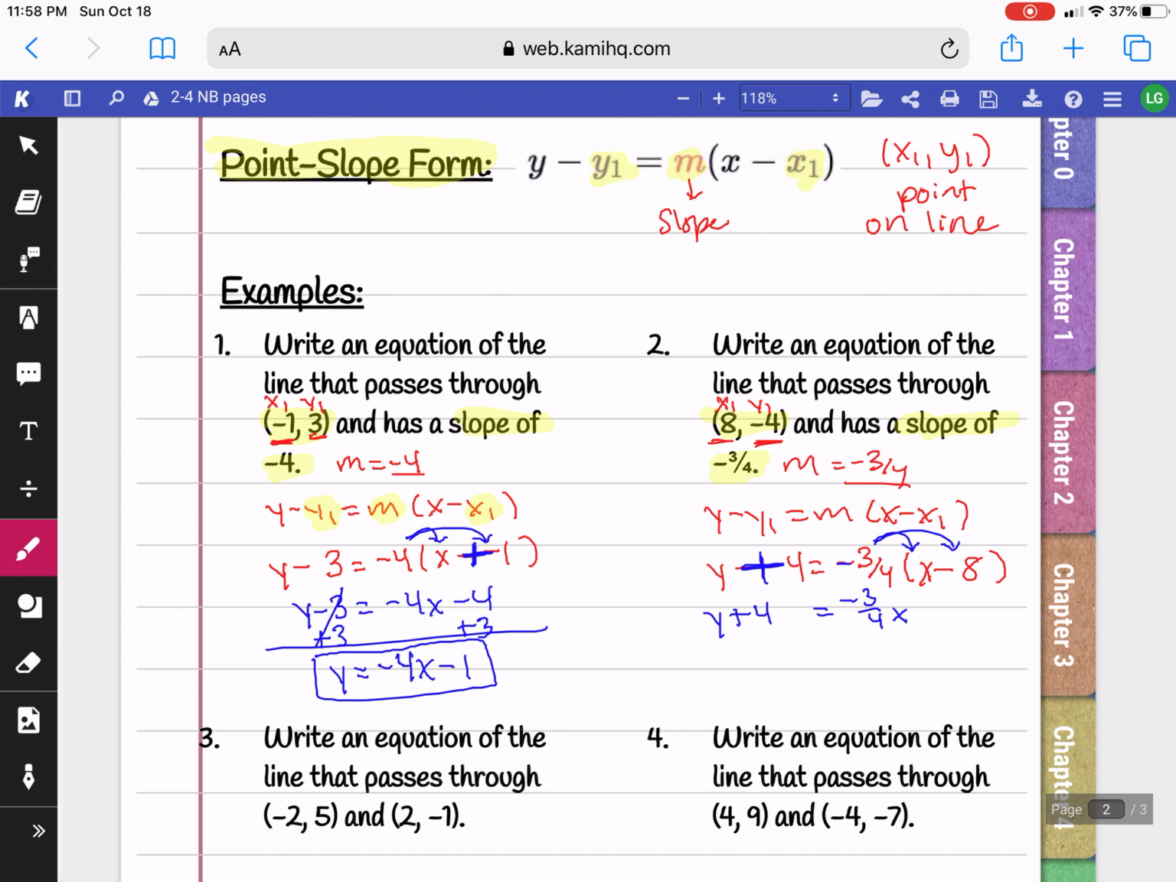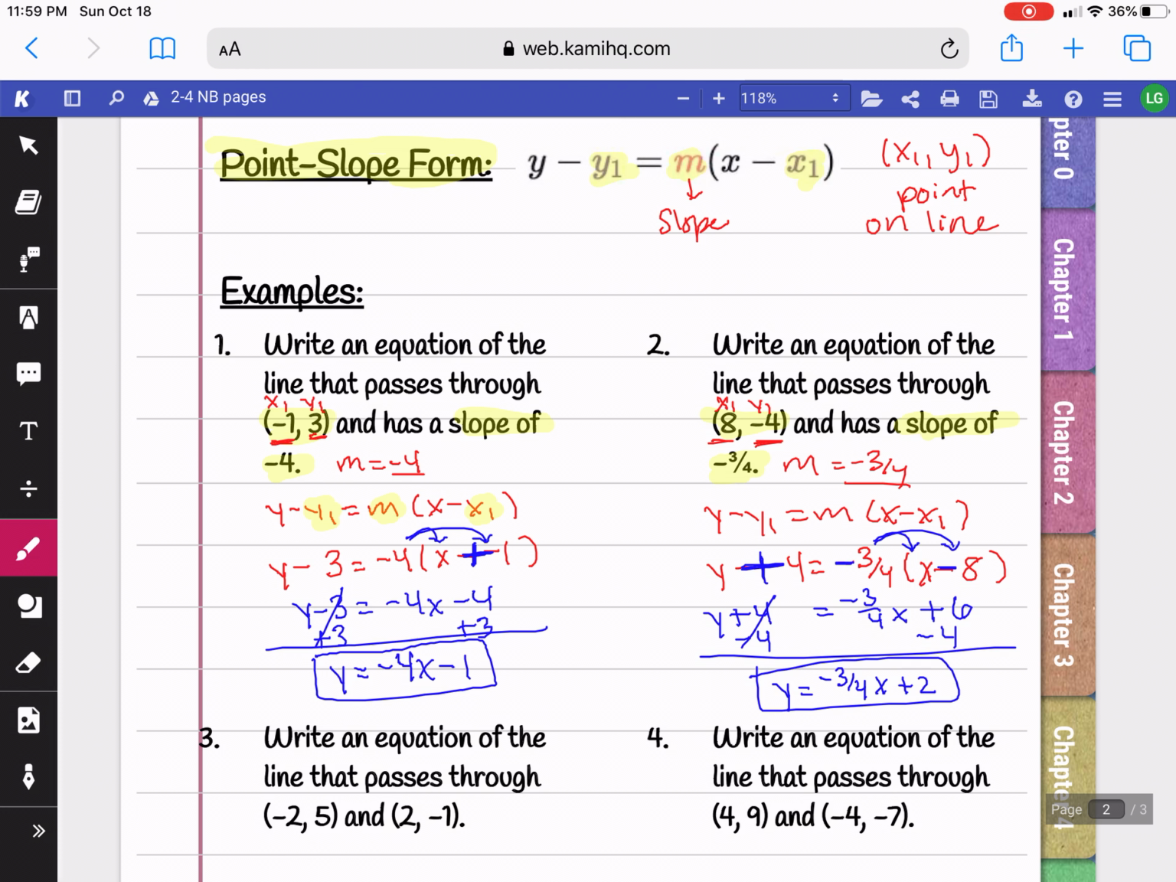And then we're going to do negative 3/4 times negative 8. When you multiply two negatives, it becomes positive. 3 times 8 is 24. If you divide that by 4, it becomes 6. Our last step now to get y by itself would be to undo the plus 4 by doing minus 4. So our final equation is y equals negative 3/4 x plus 2, and it's in slope-intercept form.